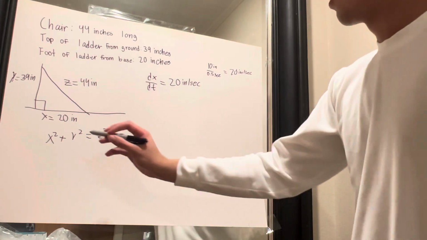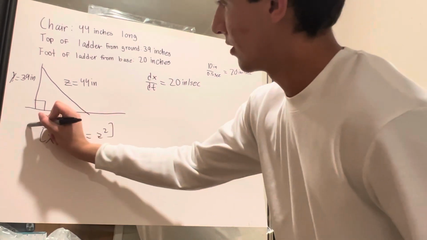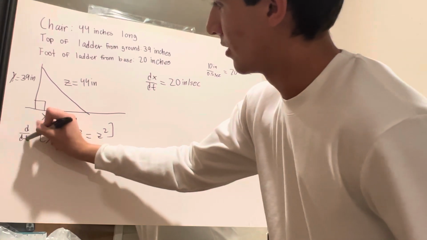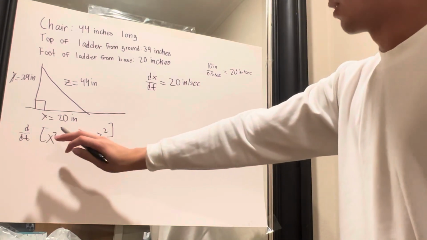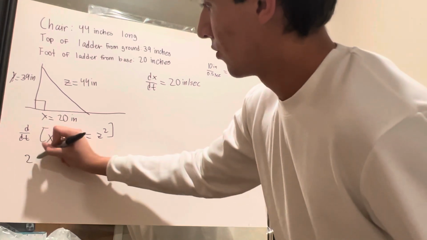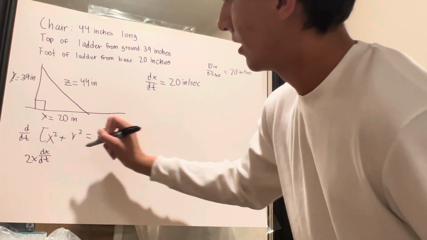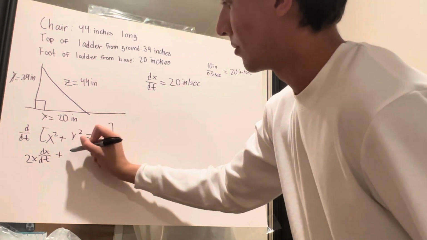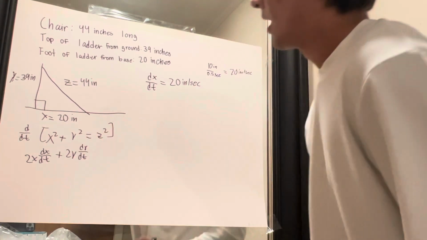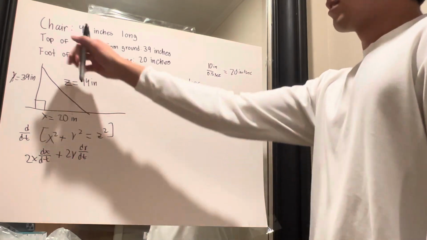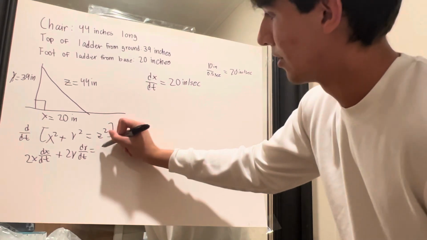Okay, so now all we have to do is differentiate this with respect to time. So that's d over dt, and then x squared, so this is with respect to time, we're going to do the chain rule right here, so it's going to be 2x times dx over dt, and then plus, same thing right here, 2y dy over dt, and then z is just a constant because it's the length of the chair, so when you differentiate that, it's basically 0.